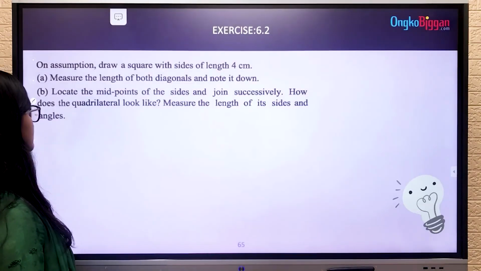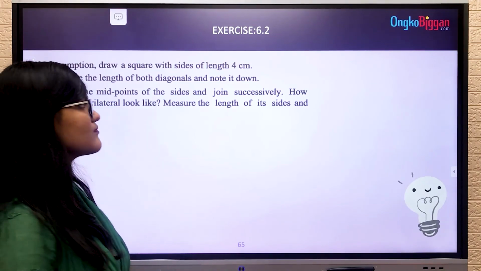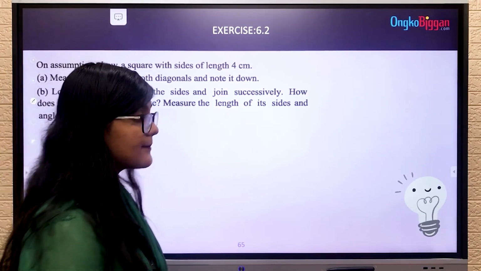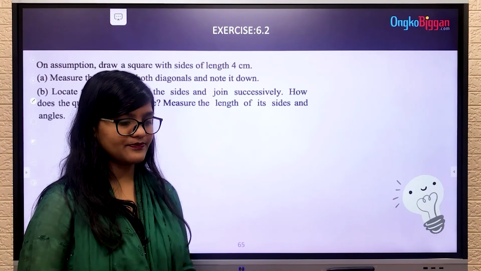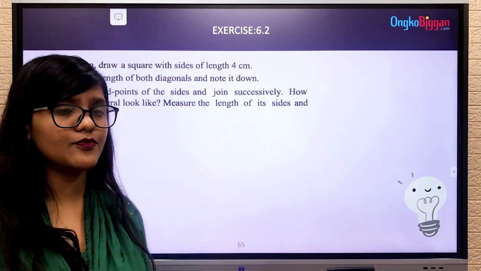So I hope you got the point, and it's very easy. And this type of math actually doesn't come often, but these are for making you more clear about the concept.